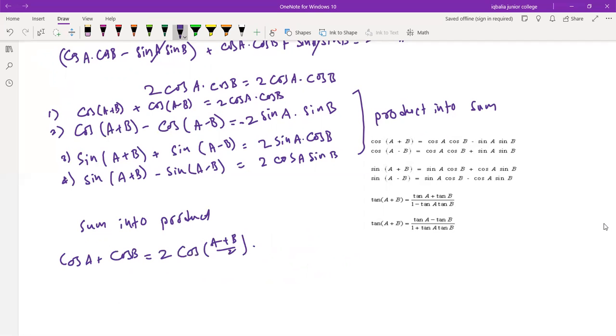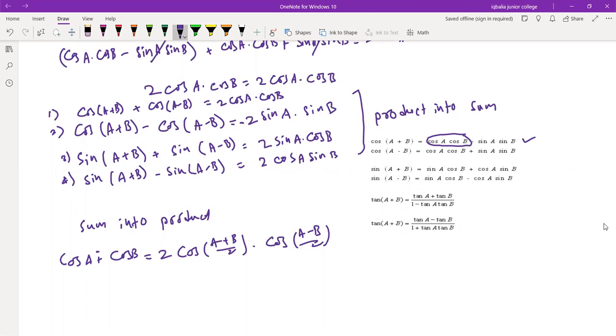2 cos (A plus B) by 2 into cos (A minus B) by 2. Now, how does it come? See, if I have cos A plus cos B, I'm going to see this formula. And if I have a plus here, then I'm going to take the first combination.